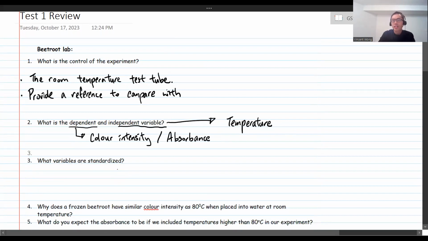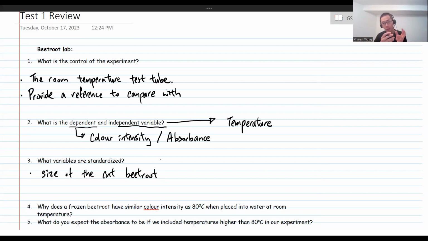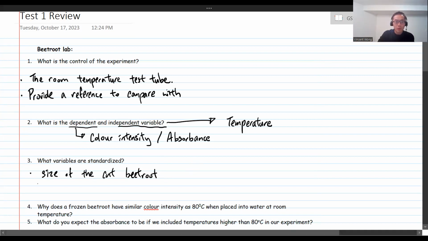What variables are standardized? These are things that are kept the same. So we have the size of the cut beetroot. You want it to be similar size with the same surface area, so that they're not going to be leaking more. If one is bigger and the other is smaller, obviously the bigger one will potentially leak more color, so you don't want that interfering with your result.